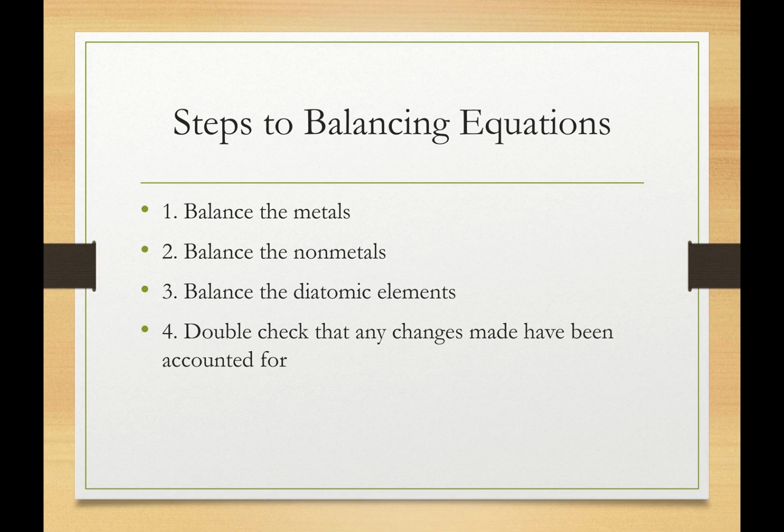Then we want to balance the nonmetals. Here we want to be careful to leave any diatomic elements as last. Then once we're done, we just want to double check to make sure that the number of atoms are equal on both sides. Now, early on, with easier balancing equations, we can take a look at finding lowest common multiples in order to ensure this. But as the equations get a little bit more complicated, different methods and experience is going to be needed. So let's look at a few examples.